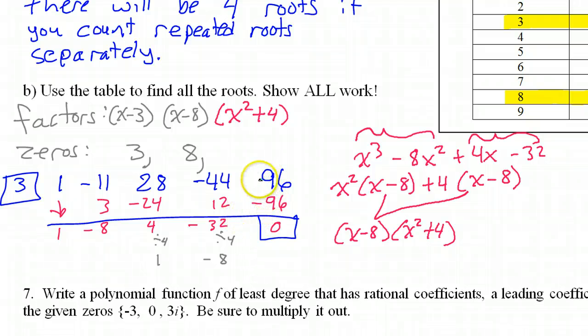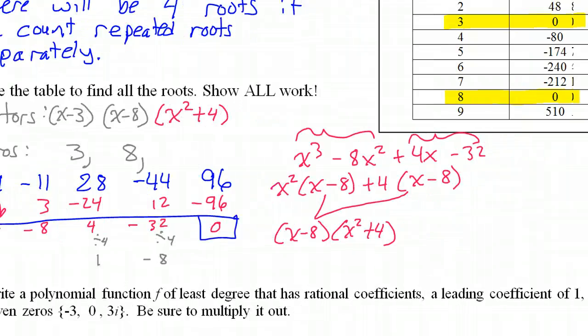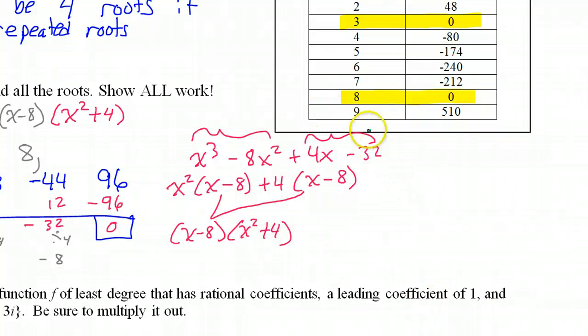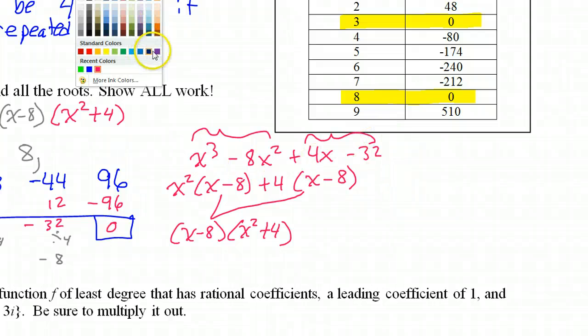Okay, so if I want to get the remaining zeros, I just have to do something with this x squared plus 4. It doesn't factor, I hope you know. So what I need to do is set this equal to 0 and solve.